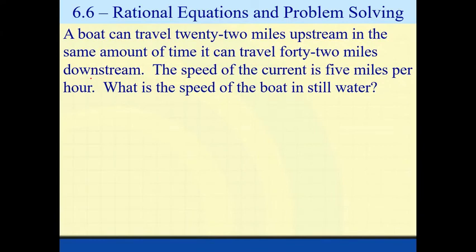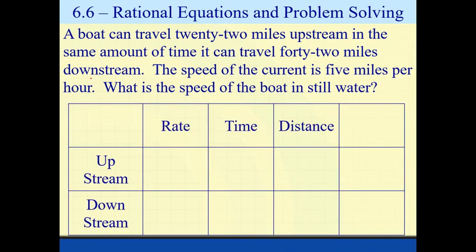All right, let's take a look at this one. A boat can travel 22 miles upstream in the same amount of time it can travel 42 miles downstream. The speed of the current is 5 miles per hour. What is the speed of the boat in still water? Okay, so we have upstream, downstream. Please remember the boat speed is going to be equal to x.